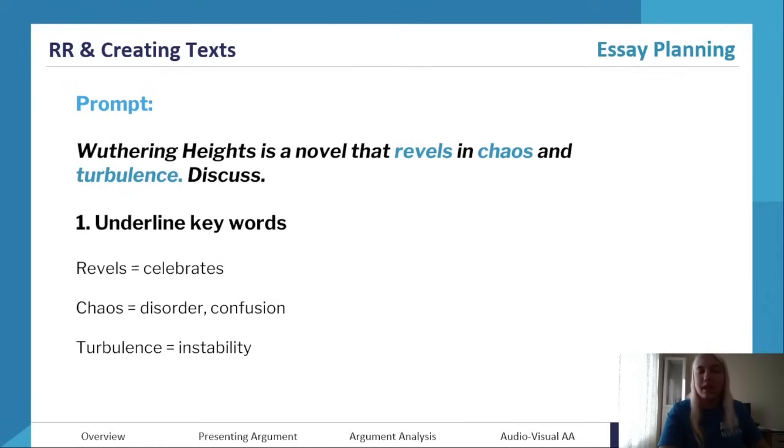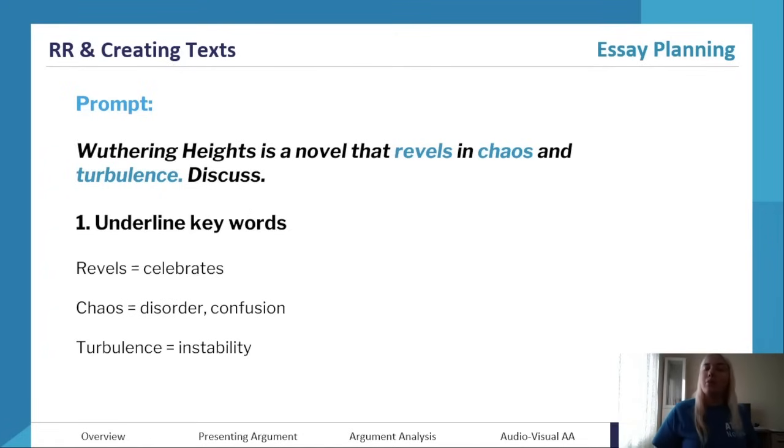Revels referring to celebrates, chaos, disorder and confusion, and turbulence is instability. If there are difficult words, this is why you really want to bring your dictionary into an exam so you can define any tricky words. But similarly, terms that appear together and sound slightly similar, they generally still have slightly different connotations, and they cannot be conflated and treated as the same term with the same meaning.